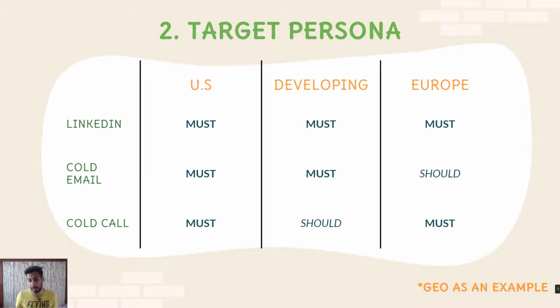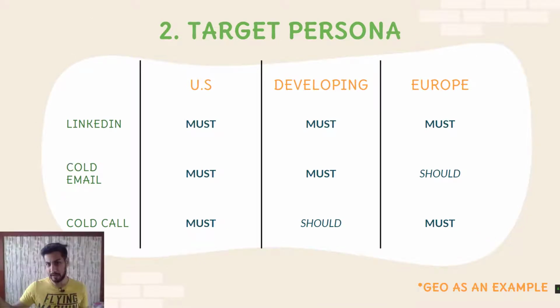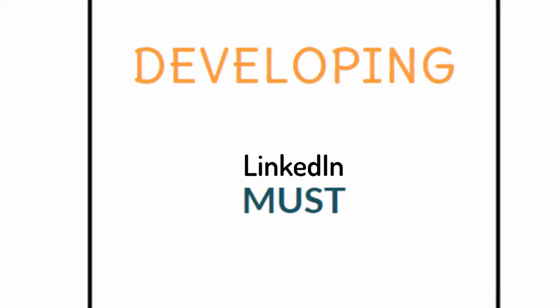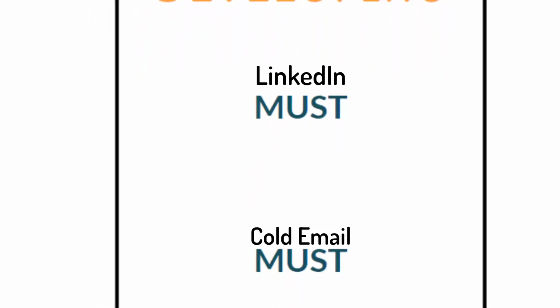Next thing is developing countries. So developing countries like India, or it could be tier 2 countries like UAE, GCC, that part of it. There you can go with LinkedIn and cold email. Well, your LinkedIn invites will get accepted and your cold emails will get responses.